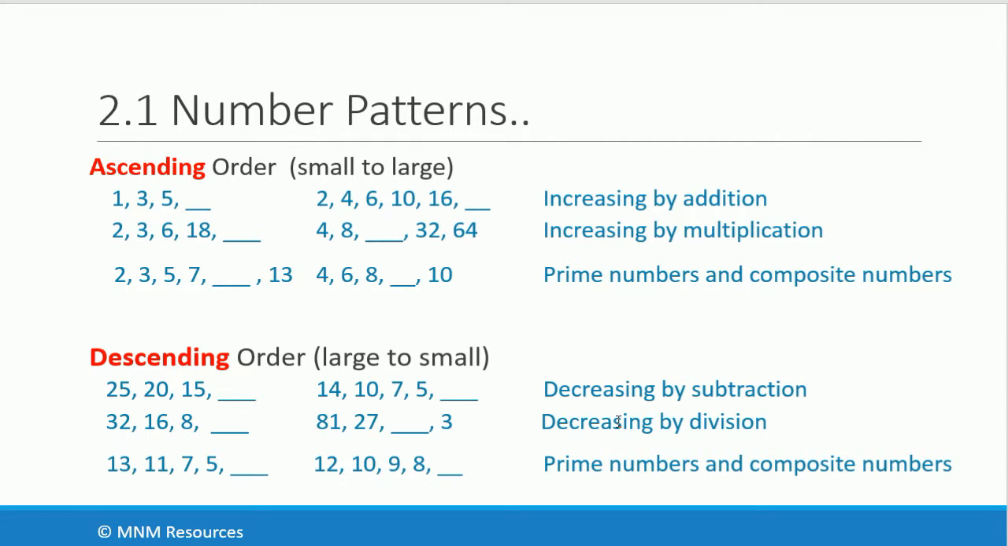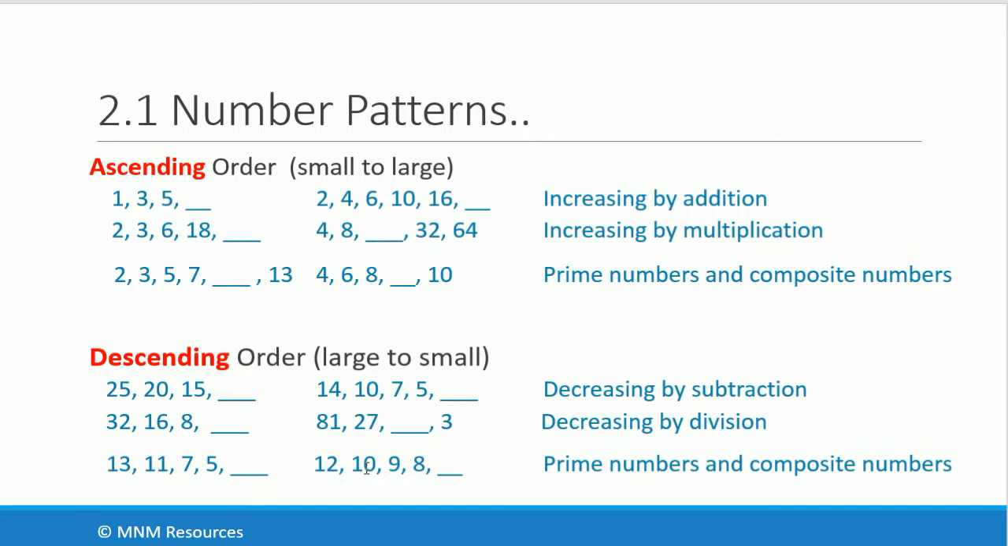Yet another number where you can see that the number is decreasing by division. 81 decreases to 27, and there's a missing number which then decreases to 3. Here the number is decreasing by division, and 81 is divided by 3 to give you 27. 27 is divided by 3, and that gives you 9, which is your missing number. And to check if that's correct, 9 divided by 3 is also 3. So you know that 9 is the correct answer.